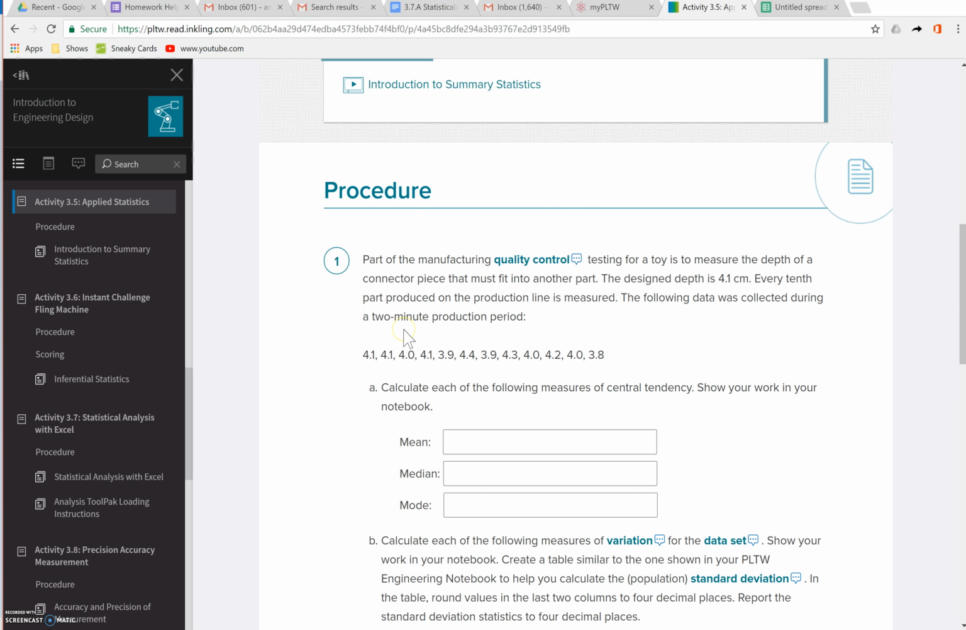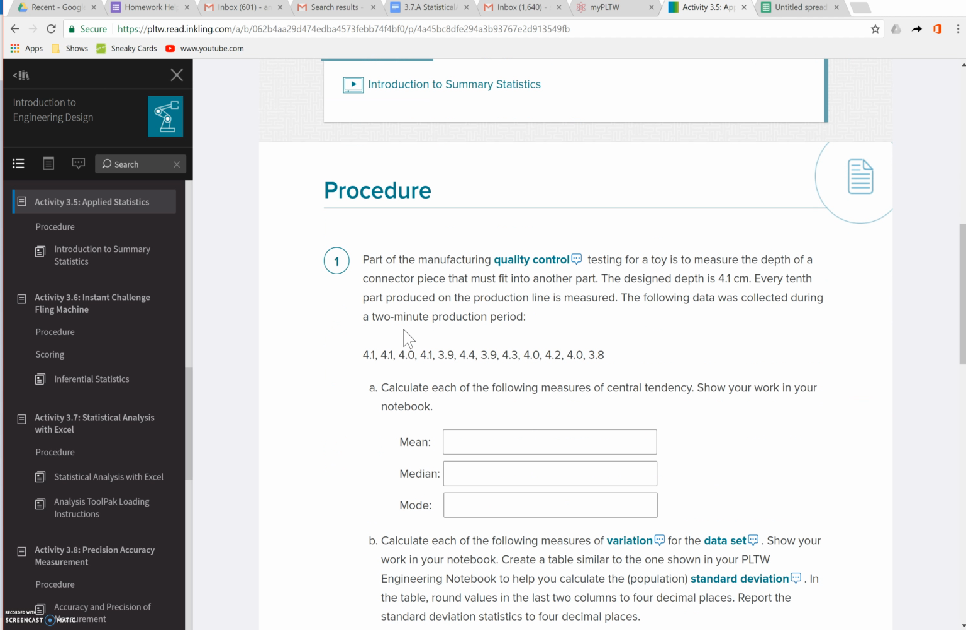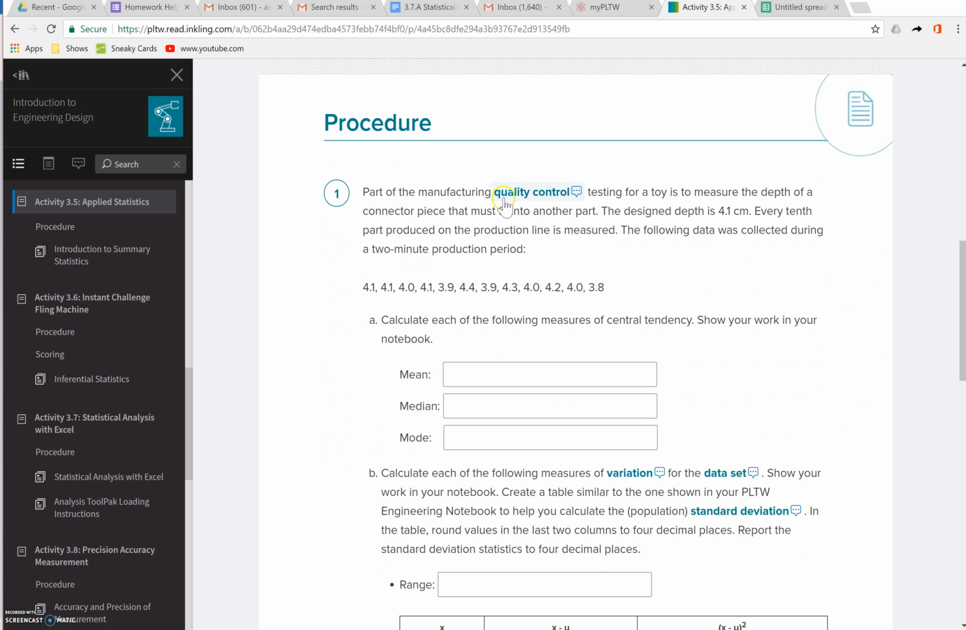Explain. So let's take a look back at this again. It says here, part of the quality control testing for a toy is to measure the depth of a connector piece that must fit into another part. The design depth is 4.1 centimeters. This is what we're going for. And every 10th part produced on the line is measured. The following data was collected during a 2-minute production period.